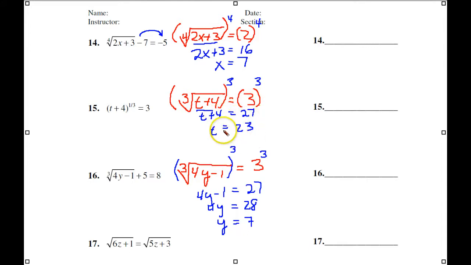T is 23. Raise this to the third power, raise that to the third power, get 27. Add 1 to both sides, divide by 4. Y is 7.